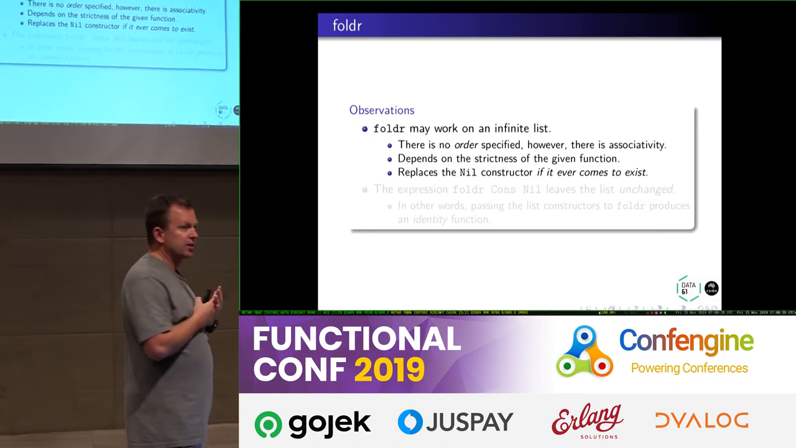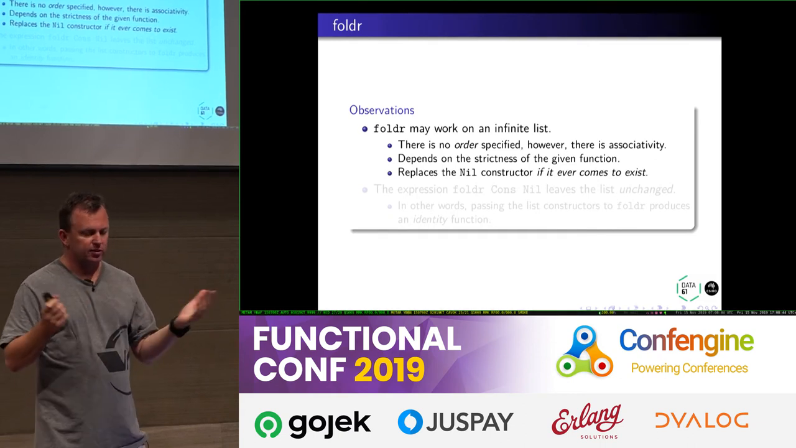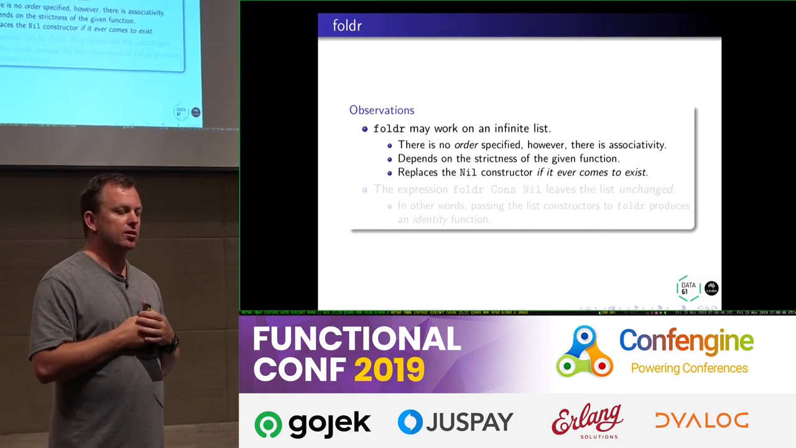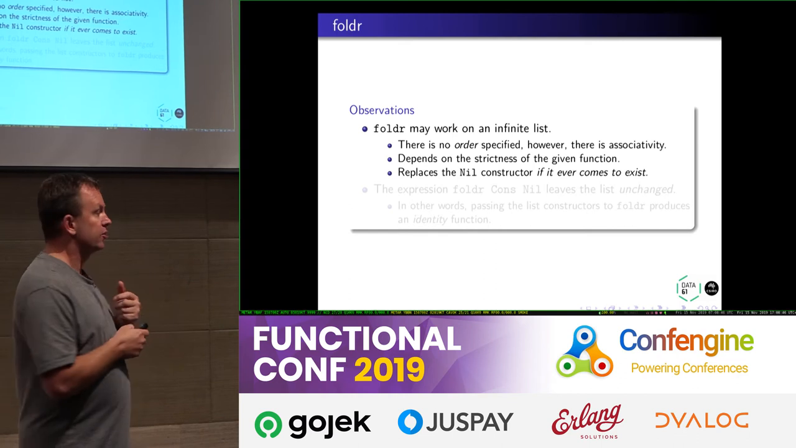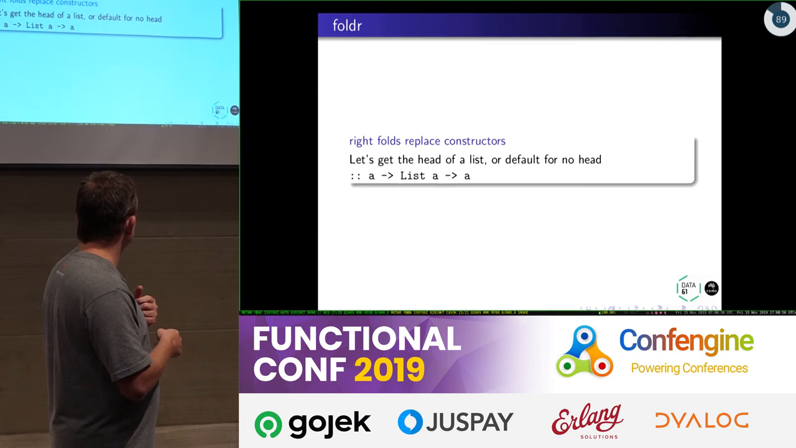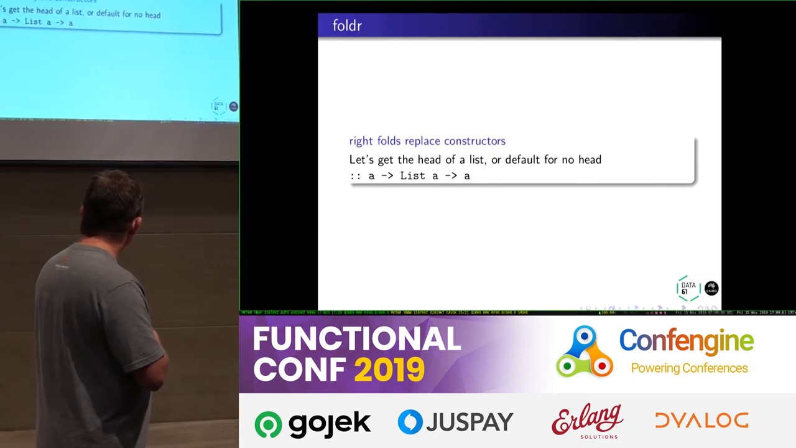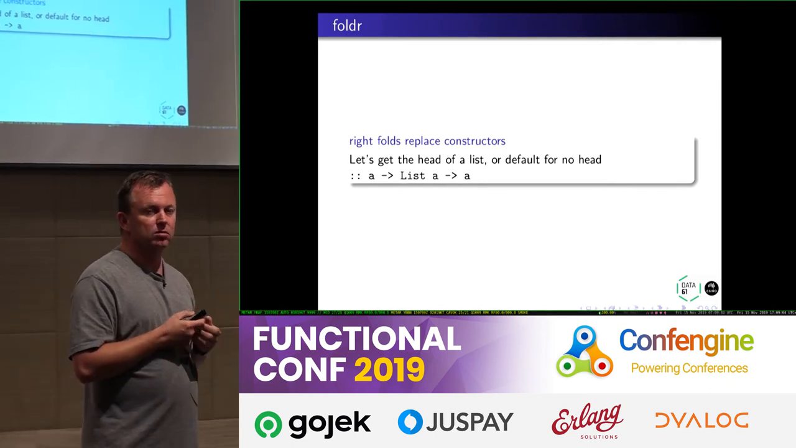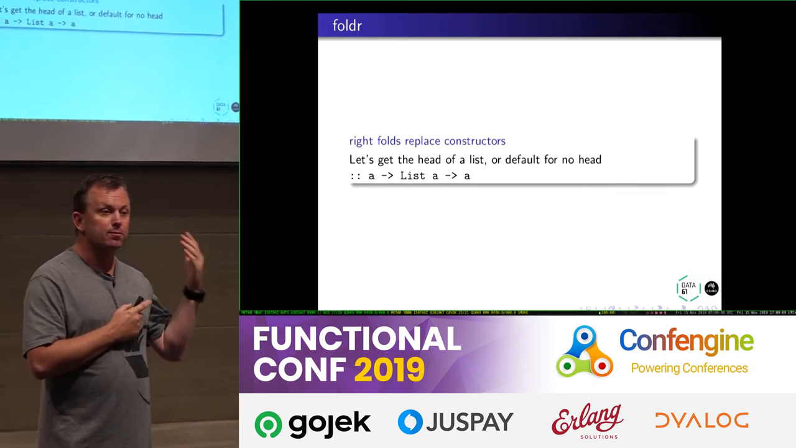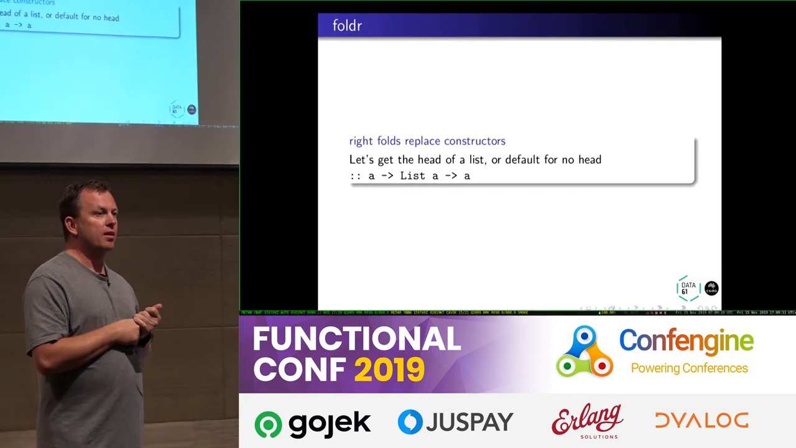Fold right may work on an infinite list. So if I had the list from 0 to infinity, and I said, call that headOr function back here, this one. So here's a list to infinity, 0 to infinity. And I said, okay, pass in some number here like 4. I should get back 0, right? Because that's the first element of the list 0 to infinity.